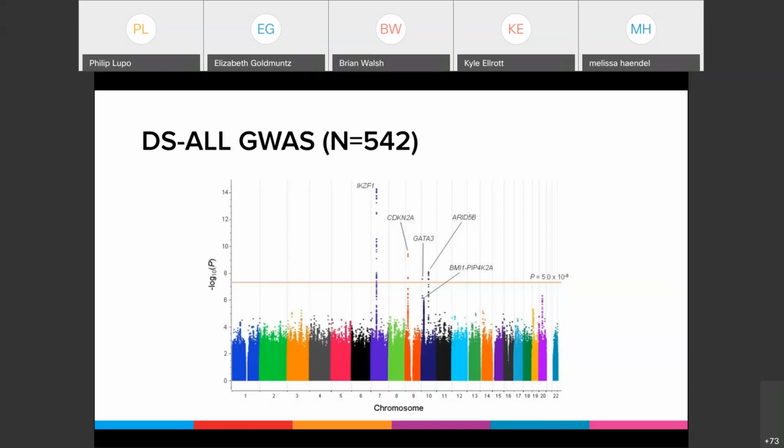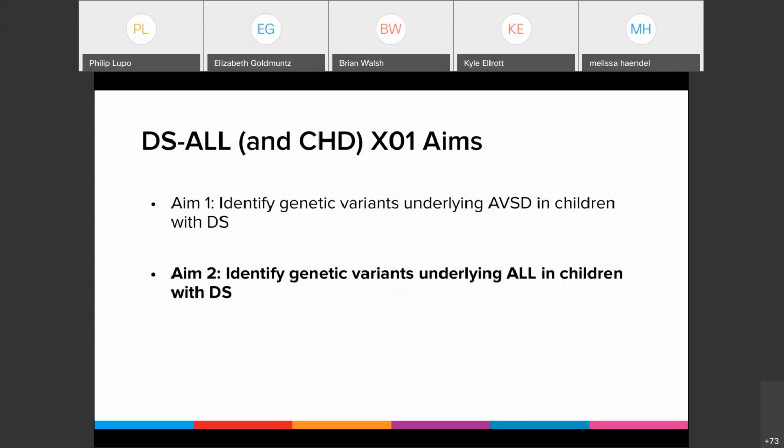So moving to my next slide, that was really the underlying premise of our X01 application. And we actually bundled this work with Stephanie Sherman in the samples and data that she's collected on children with Down syndrome and congenital heart disease. And our specific goal, at least the genetic association analysis, was focused on genetic variants underlying ALL in children with Down syndrome. So moving on.